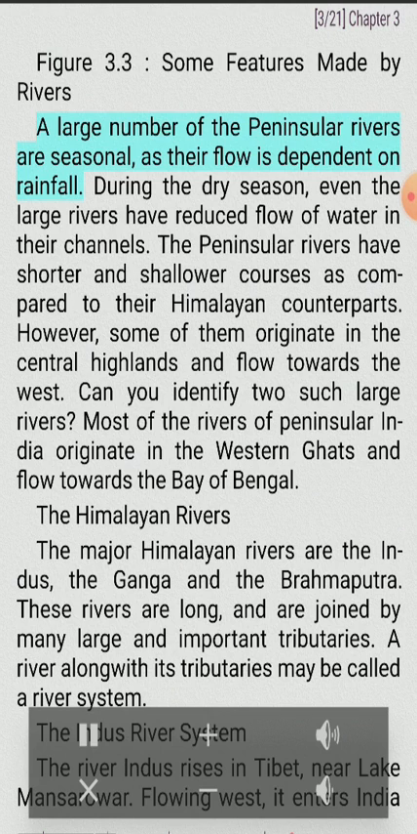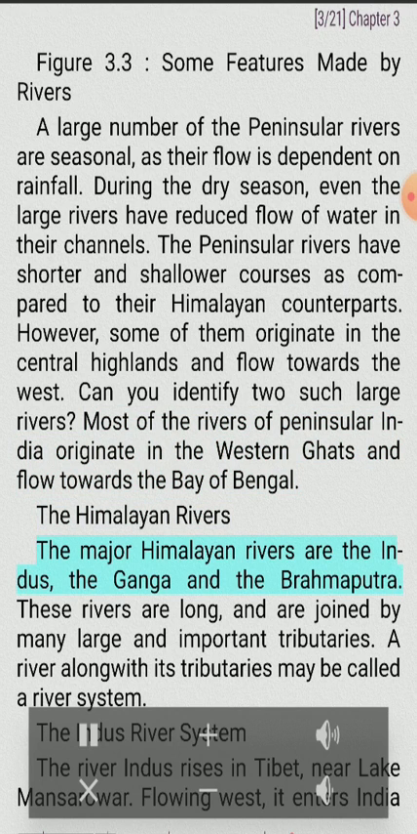A large number of the peninsular rivers are seasonal, as their flow is dependent on rainfall. During the dry season, even the large rivers have reduced flow of water in their channels. The peninsular rivers have shorter and shallower courses as compared to their Himalayan counterparts. However, some of them originate in the central highlands and flow towards the west. Can you identify two such large rivers? Most of the rivers of peninsular India originate in the Western Ghats and flow towards the Bay of Bengal.